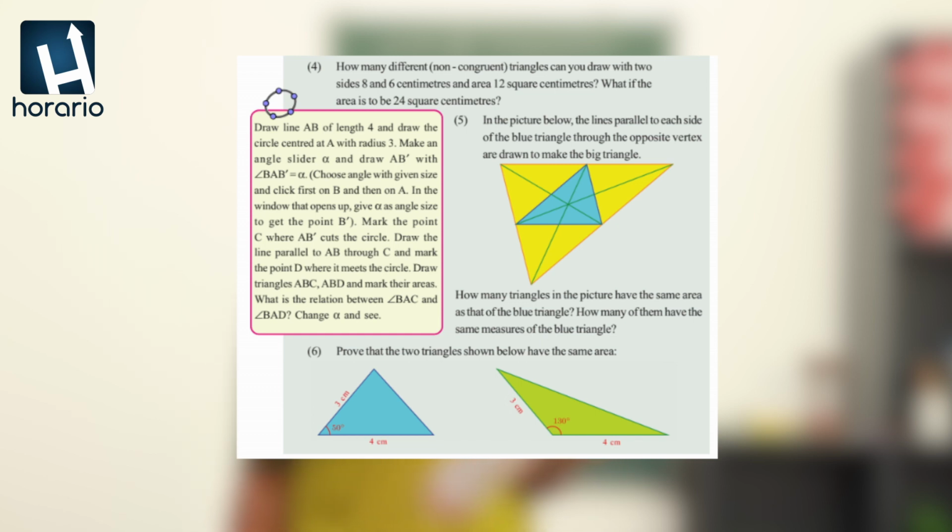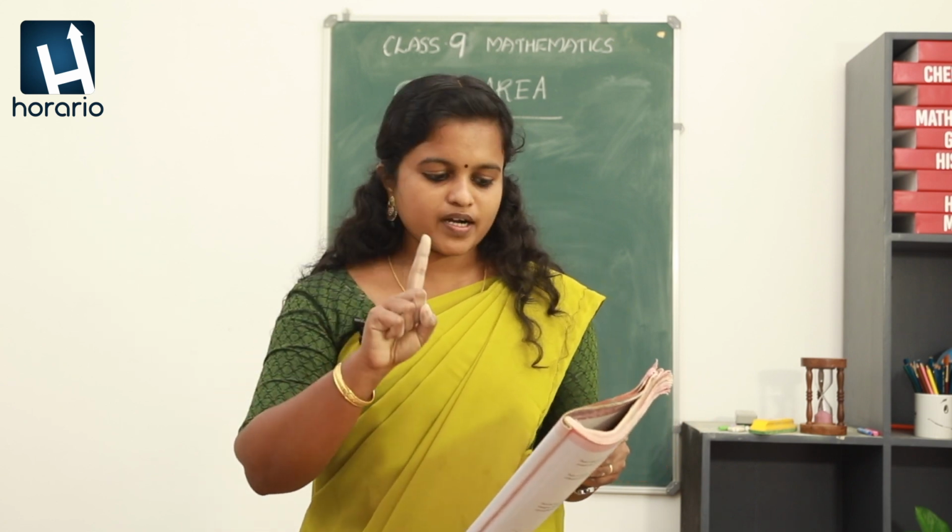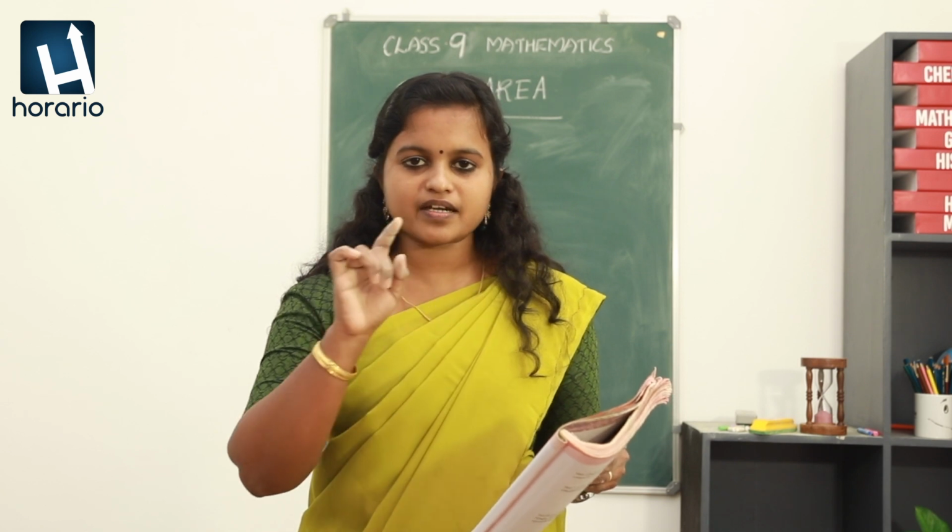So we have been given the area also. The area we are not supposed to change. It is given as 12 square centimeter. So we are not supposed to change three things: one base, any two sides should be 8 centimeter and 6 centimeter, as well as we have to keep the area also the same.